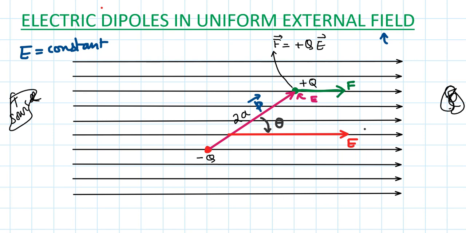Now what about the minus charge? The negative charge also experiences a force because it is in the presence of electric field E. The force at this particular point will be F equals minus qE. Only use the minus sign if you are representing everything vectorially. The direction of that force will be opposite to that for the positive charge. So this is the force on the negative charge and this is the force on the positive charge. But one thing is clear, these two forces have the same magnitude.